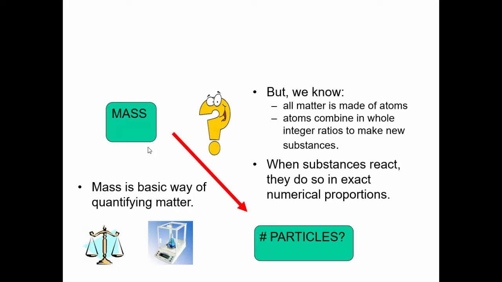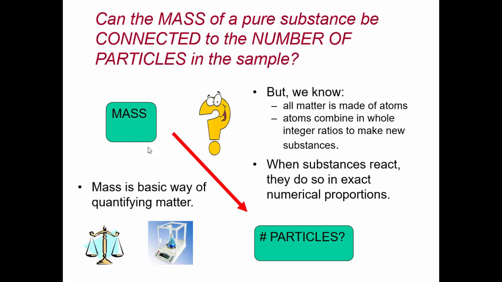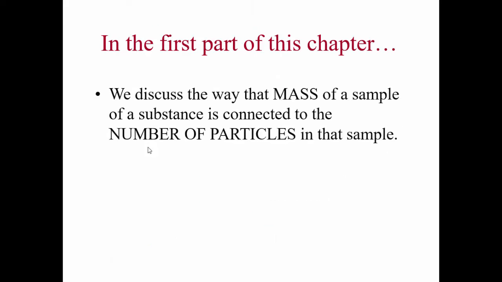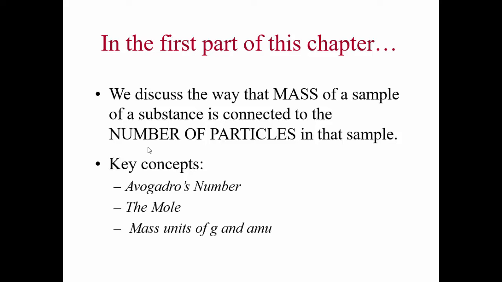So for the purposes of chemistry, it would be great if we could take this material that we've quantified by mass and connect that mass to number of particles, because the magic of chemistry can be seen, or we can understand chemistry in terms of numbers of particles. So that brings us to the contents of this first video. We will discuss the way that very thing is done, the way that mass is connected to number of particles. But we'll find ourselves needing to define Avogadro's number, the mole, and the mass unit of AMU, and ideas of what's meant by molar mass and what we mean also when we say something like molecular mass.